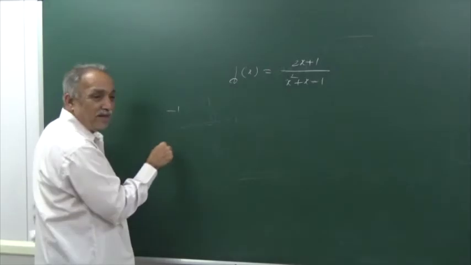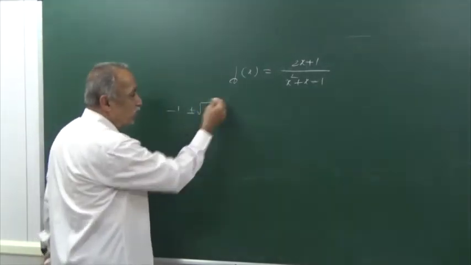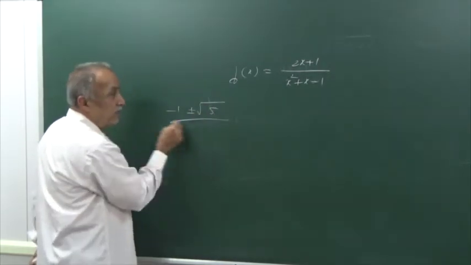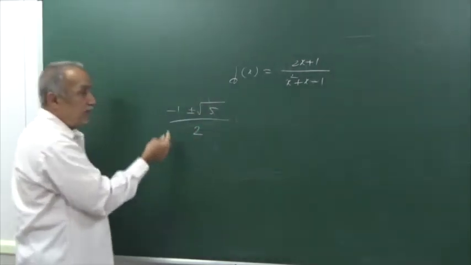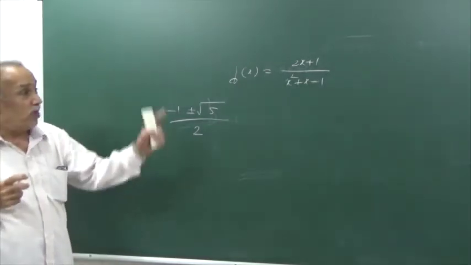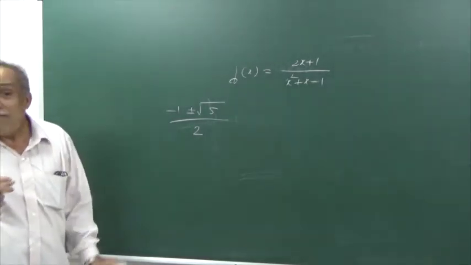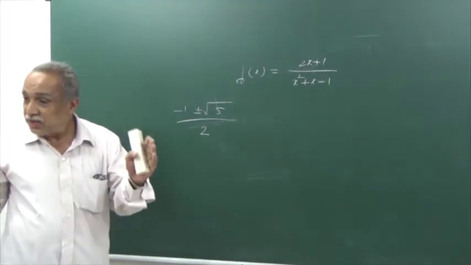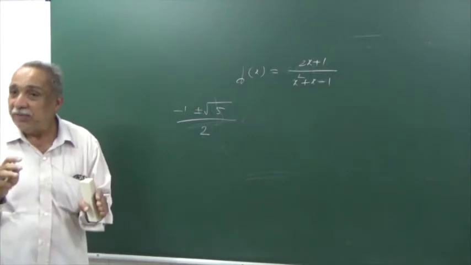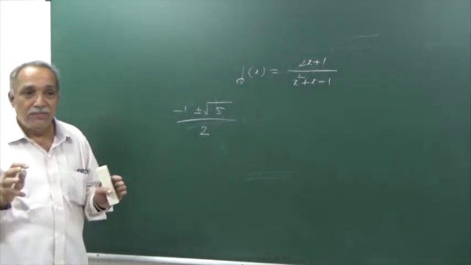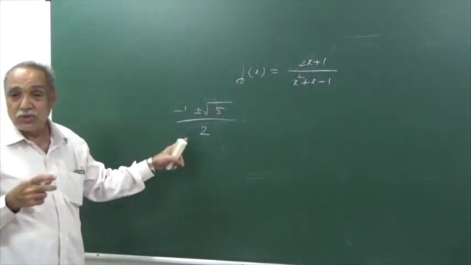Minus b plus or minus root of b square minus 4ac, divided by 2a, which gives minus 1 plus or minus root 5 over 2. These will be the 2 points where the denominator vanishes. At these 2 points the expression will be undefined. These 2 points will have to be kept outside from the set of real numbers. What remains will become the domain of the function. Okay? R minus these 2 points.